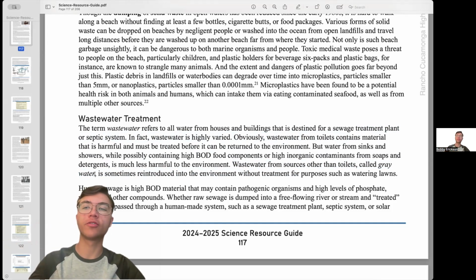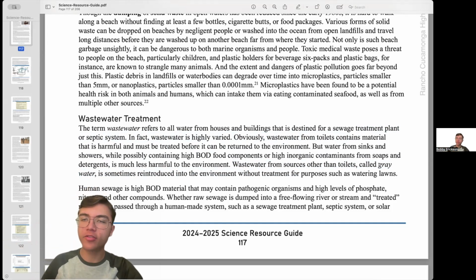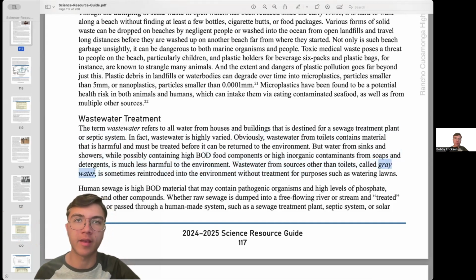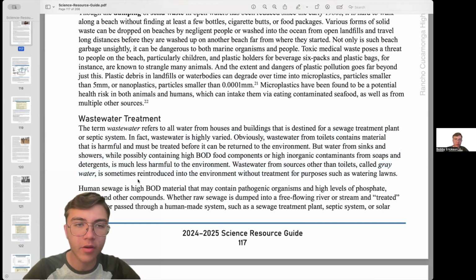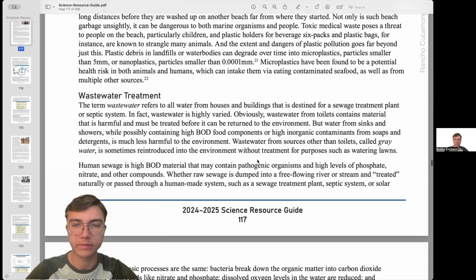And he was possibly the first to ever suggest that we should use gray water for other things and separate it out of the aqueducts, if you remember. And so this is sometimes even introduced into the environment for things like watering lawns.